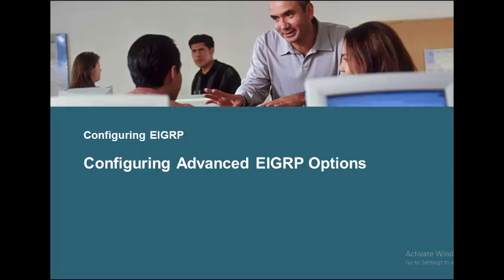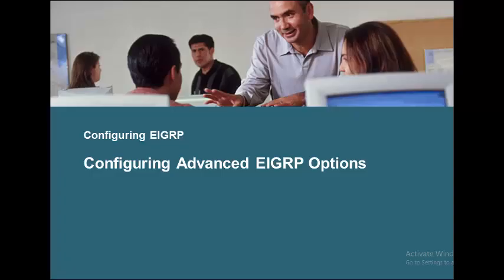Now, EIGRP supports unequal cost load balancing, which no protocol supports except EIGRP. No other protocol supports the feature called unequal cost load balancing. So this chapter is going to teach this valuable feature that is there in EIGRP.